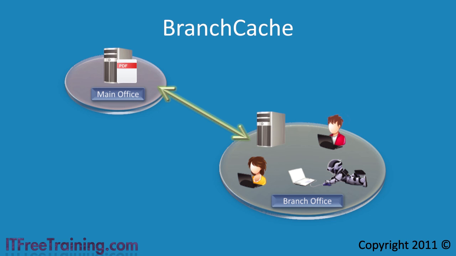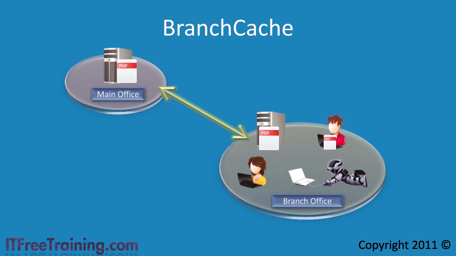BranchCache works by caching files on the local network after they have been copied over the wide area network. If another computer requests a file that has been cached, the file is copied over the local area network rather than the wide area network. This helps reduce the amount of traffic traveling over your wide area networks.